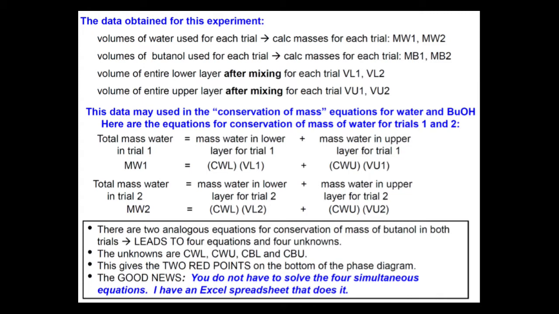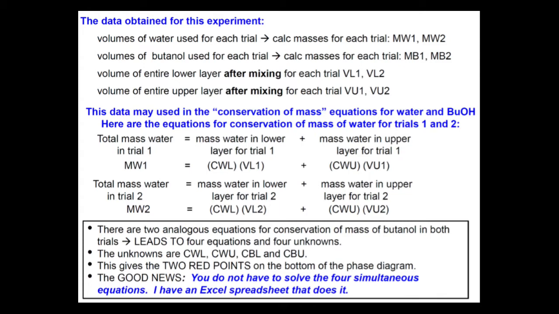Now, if you look at the two equations that are written here, you see that the only unknowns are CWL and CWU, okay? All those other things are known. And so what you end up with when you do the butanol equations as well is that you have 4 unknowns and 4 equations. And they can be solved for these concentrations of water in the lower layer, upper layer, and butanol in the lower layer and upper layer. So you're going to get those saturated solution concentrations.